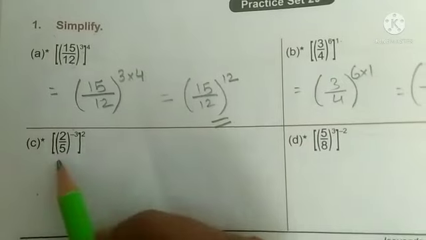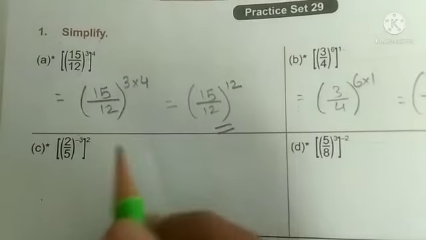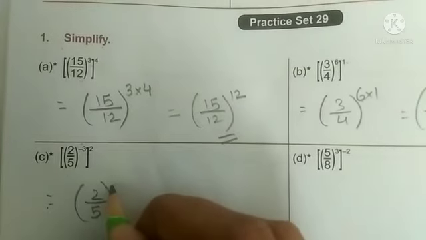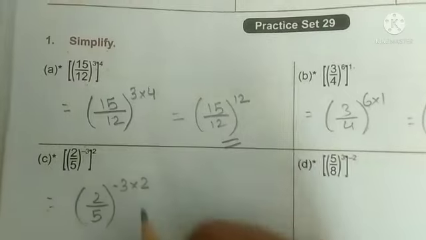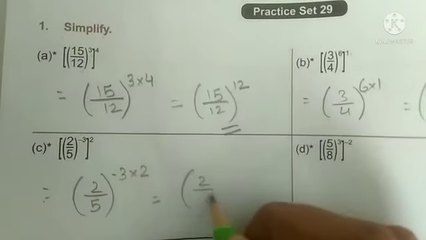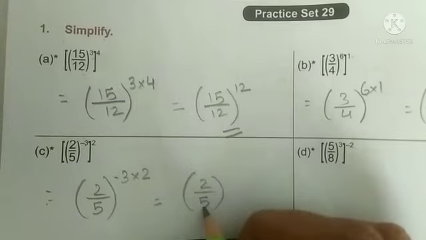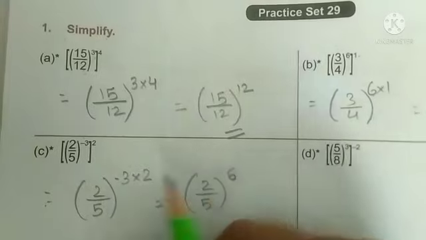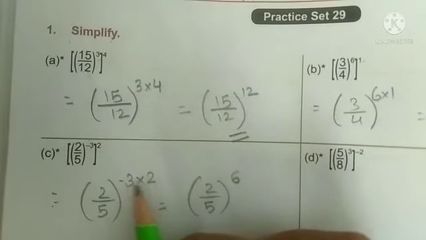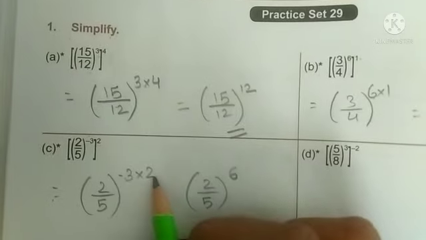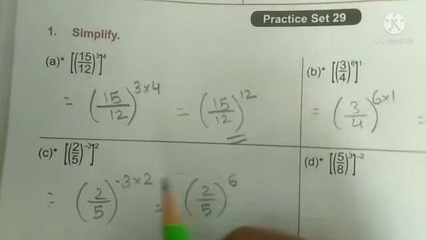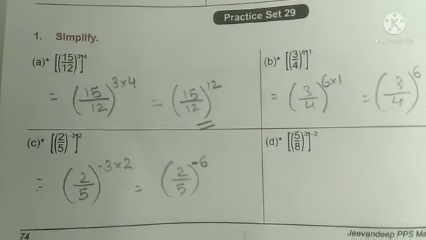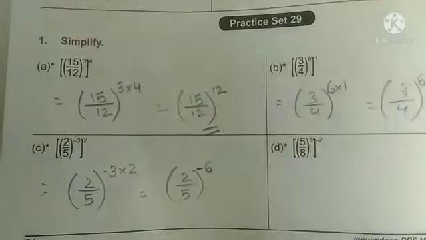Now see the third one. It is given 2 upon 5 raised to minus 3 raised to 2. So what will you do? You will multiply: minus 3 multiplied by 2. So what will be your answer? Your answer will be 2 upon 5, your base will come as it is, raised to minus 3 multiplied by 2. 3 2s are 6. Clear? And here a minus sign is given. So minus 3 is your negative index and 2 is your positive index. Minus times plus will be minus. So your answer is 2 upon 5 raised to minus 6. Clear, students? So like this you have to do the remaining sums.